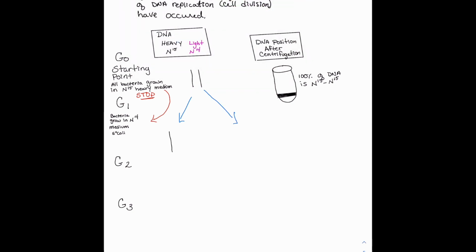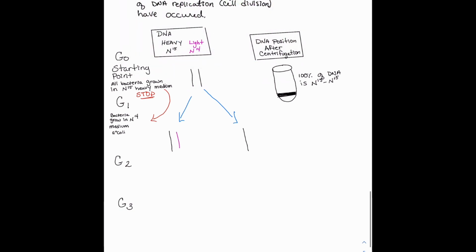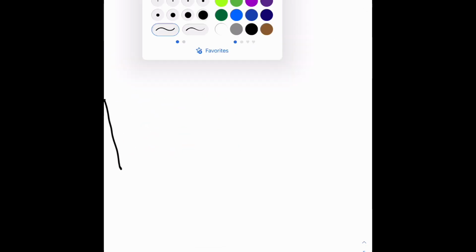one heavy strand of DNA and one light strand of DNA. And they stopped it after one round of division, so one set of DNA replication. Then they centrifuged this, and when they centrifuged it, they saw one band, and the band was above the N15 heavy band. So they got one band.